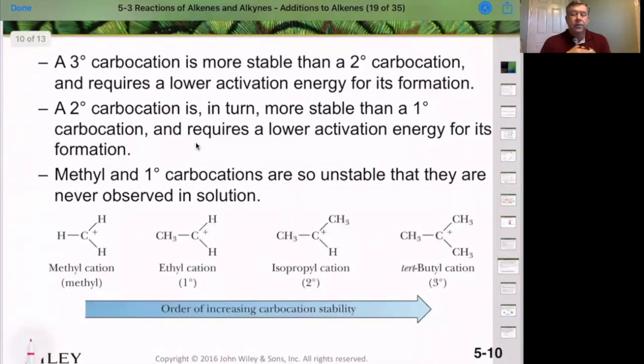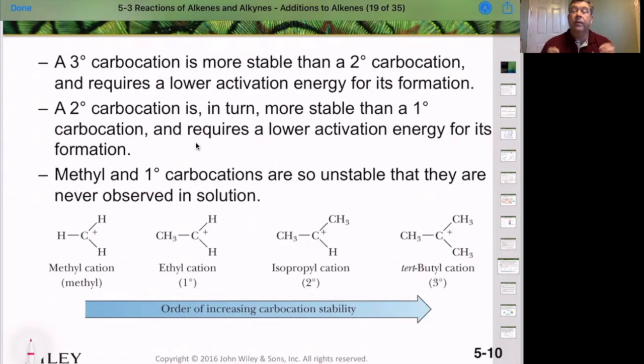Okay, so in the case of our regioselectivity, the reason it's selective is that tertiary carbocations are more stable than secondary carbocations. Remember, tertiary is a carbon with 3 other carbons bonded to it. Secondary is a carbon with 2 other carbons bonded to it and a hydrogen. Okay, that's important. A secondary carbocation is a little more stable than a primary carbocation, which is a carbon with just 1 other carbon and 2 hydrogens. Now, we rarely see a methyl or a primary carbocation in solution because they're not very stable.